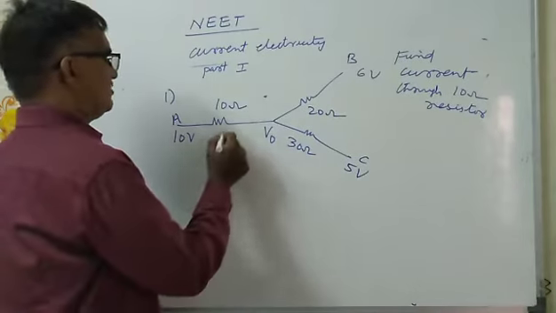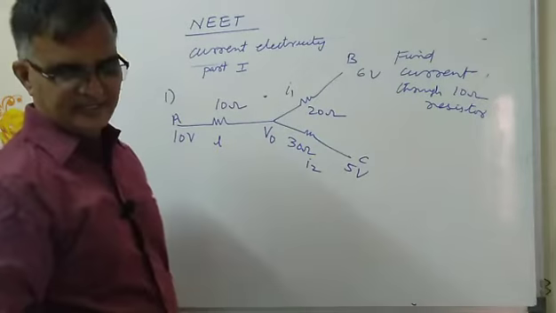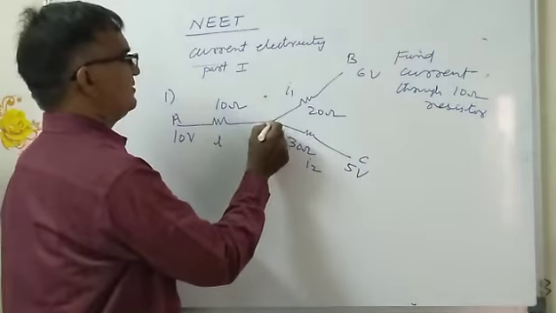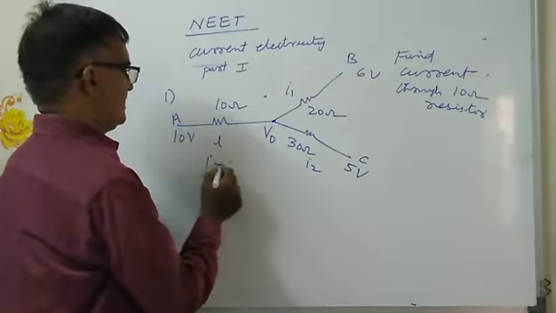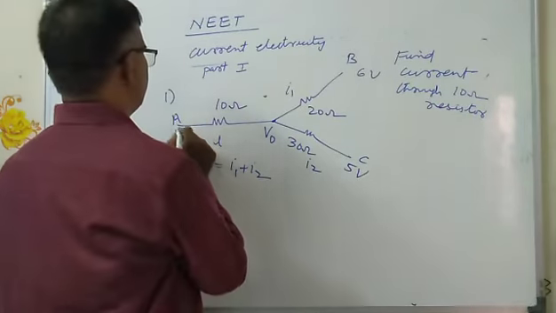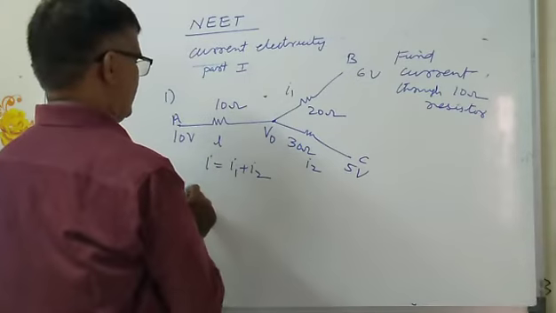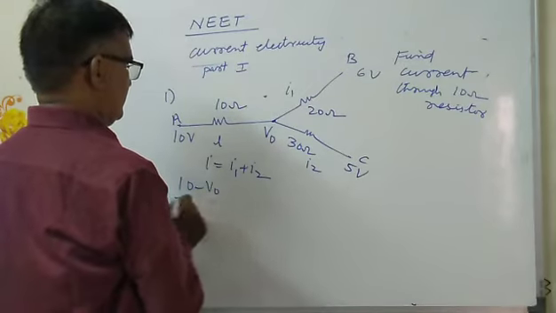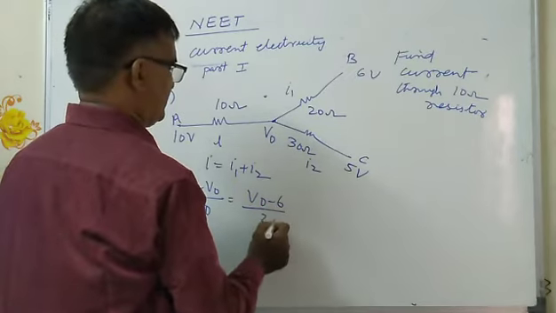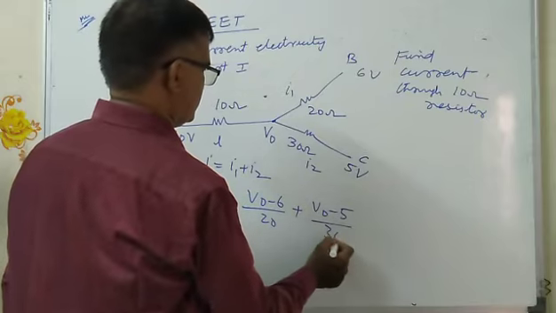Now this is the current I we have. We use Kirchhoff's first law: the algebraic sum of currents meeting at a junction is equal to 0. Currents coming towards the junction are positive, leaving the junction negative. If you take this point, I is equal to I1 plus I2. The potential difference is V0 here and 10 here, so 10 minus V0 by 10 is equal to V0 minus 6 by 20 plus V0 minus 5 by 30.